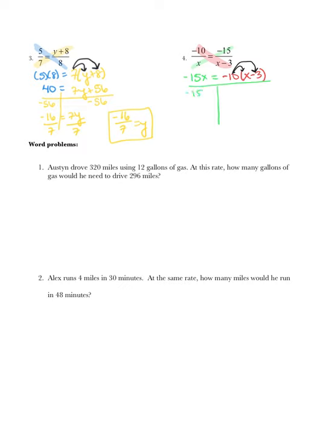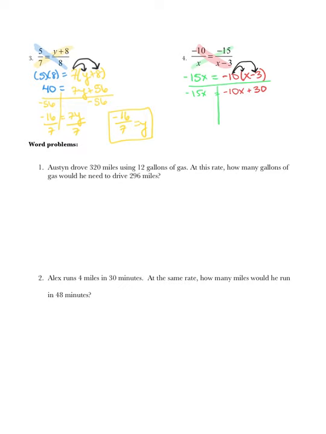Negative 15x, there's no change there. This is negative 10x, and negative 10 times negative 3 is positive 30. Don't let that fool you. Now look at this equation, the way we have x's on both sides of the line.